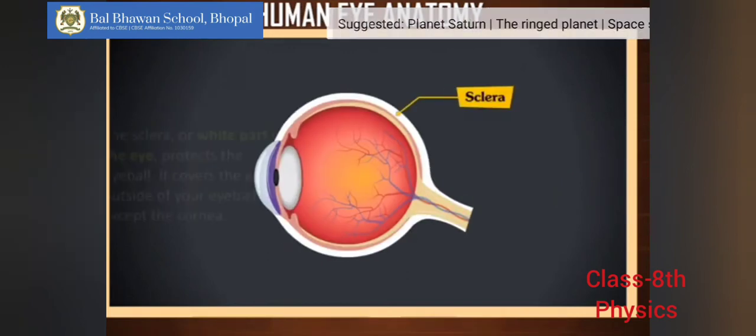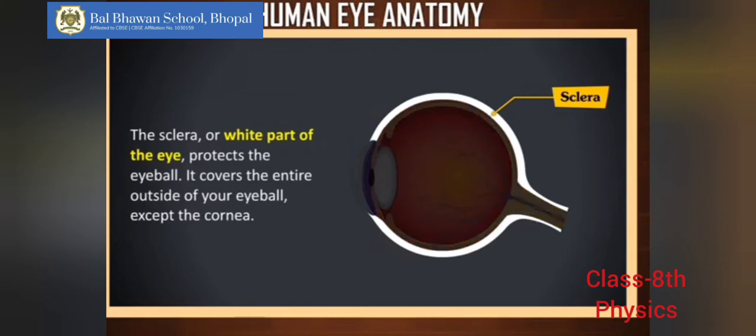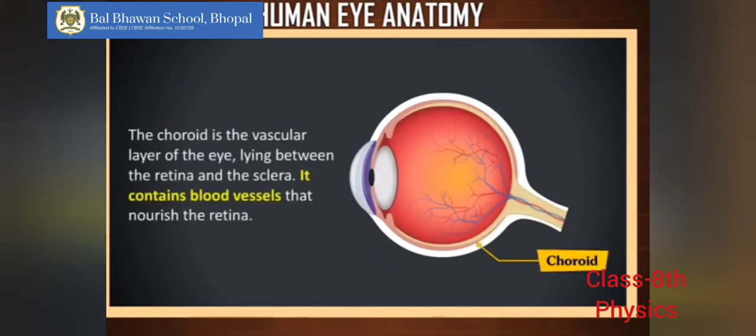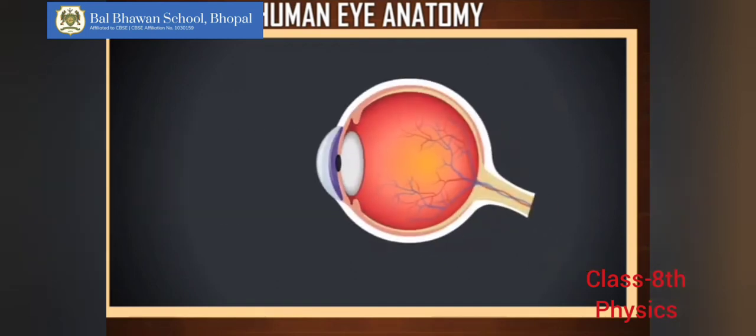This is the outer covering of the eyeball, which is called the sclera. As I told you, it is made up of white tough tissues. It acts as a shock absorbing layer and protects the eyeball. Then inside the sclera is a grayish layer made up of grey tissues, which is called the choroid. This grey layer helps in absorbing all the extra light.